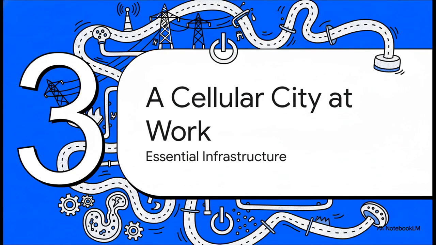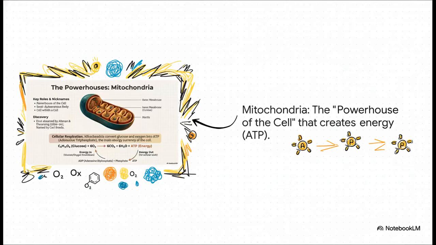All right, we've seen how the city is run, so it's time for Section 3. You might want to buckle up because we're about to take a really fast-paced tour through the rest of the city's essential infrastructure to see how everything keeps running. Our first stop, the power plants. These are the mitochondria. They are the absolute engines of the city.